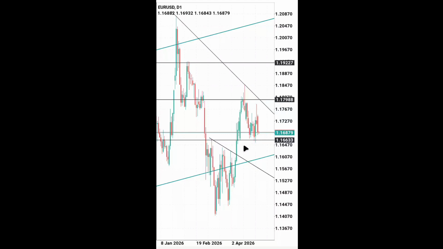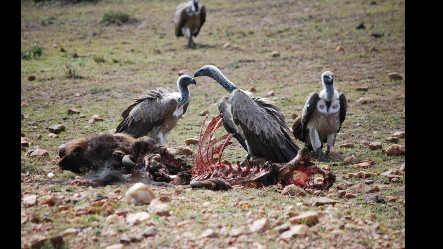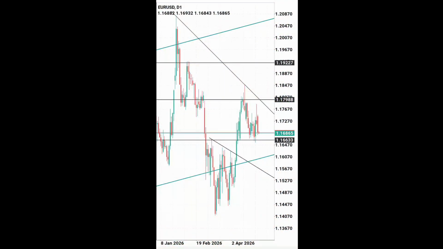With these lows that are being printed here, liquidity is being created here. So wherever there is liquidity, the market will always go there. Just like the scripture says, where the carcass is, that is where the vultures gather. So where the liquidity is, that is where the market makers drive the market to.